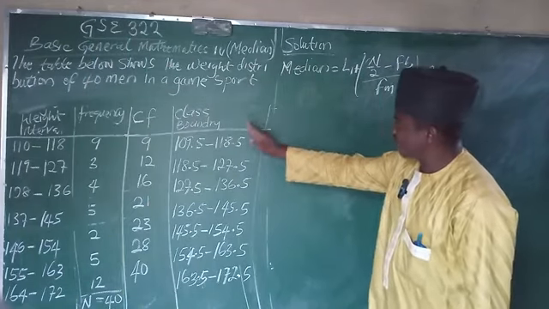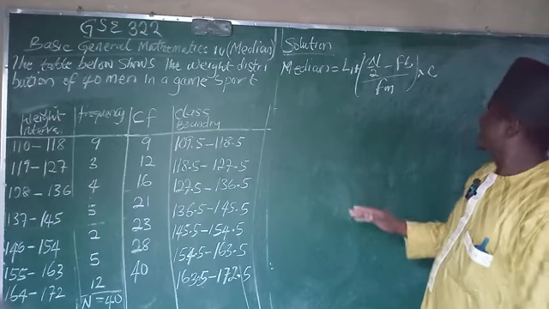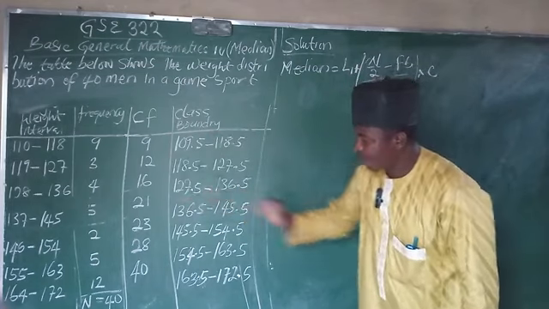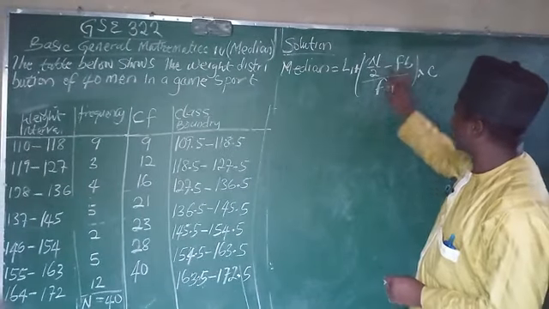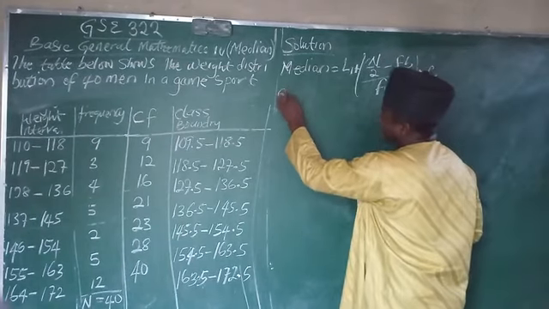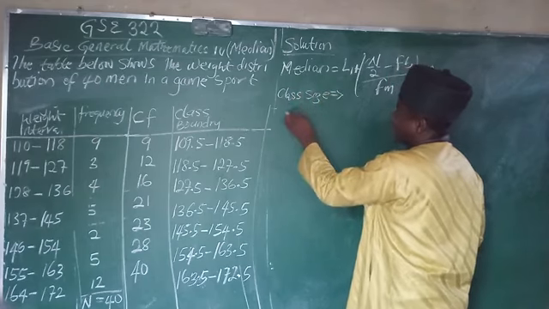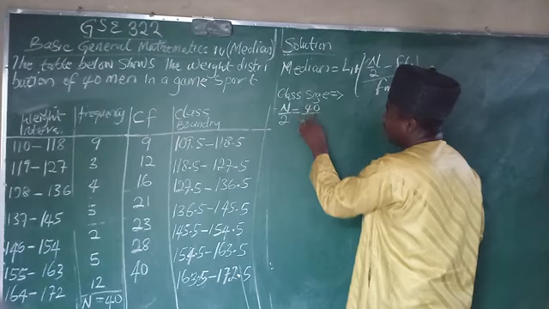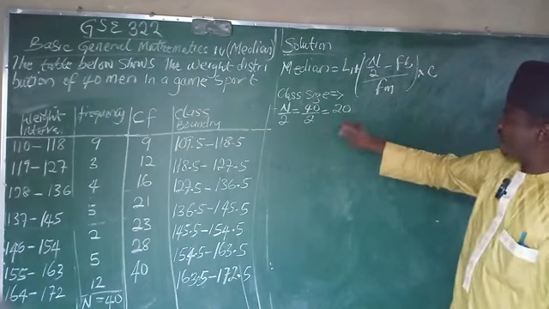So now we have gotten our class boundary. What next? Now we are to determine our median class. How do we determine our median class? We consider this portion of the formula, n over 2, which is equal to 40 over 2, which is equal to 20. N over 2 gives us 20.